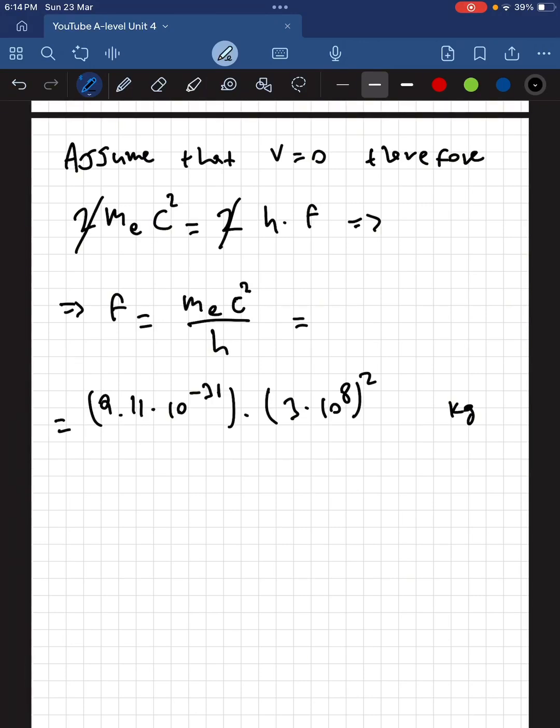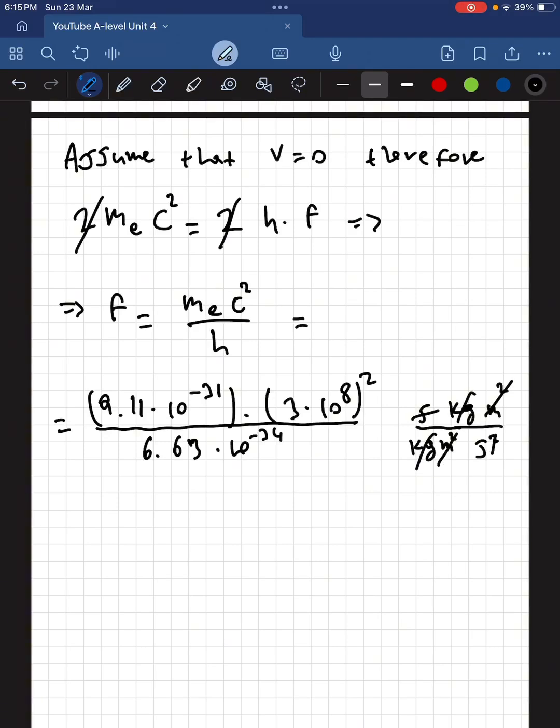Okay, what are the units for speed? Meters per second. If we square them, we get meters squared over second squared. And in the denominator, we have Planck's constant, which is 6.63 times 10 to the negative 34. The units are kilograms meters squared over seconds. Okay, so that's Planck's units. So this second with this second cancels, kilograms cancel, meters squared cancel, and if we do this calculation, we find 1.24 times 10 to the 20 hertz. That's a really high frequency.